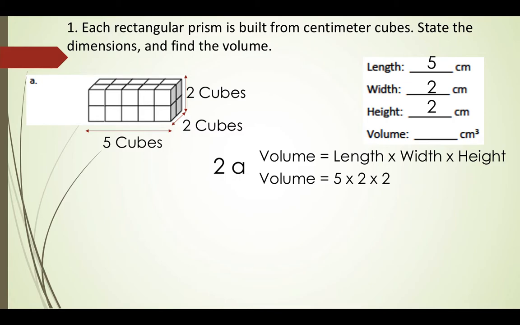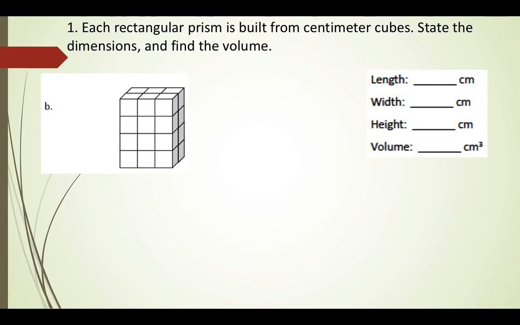You can do whichever one you want to do first. That's fine. I'm going to do 5 times 2 first, which is 10. Now I'm going to have 10 times 2, which I know is going to be 20. So I know the volume of prism A is going to be 20 centimeters cubed. Always with volume, we're going to have cubic units. That is what that little exponent of 3 means. Centimeters cubed, 20 centimeters cubed.